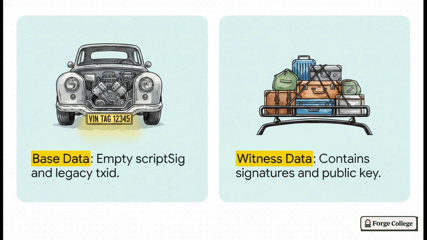Think of the base data like a car's physical chassis and its unchangeable VIN number. The witness data, that's like a sleek aerodynamic roof rack you just bolted onto the top. It holds your luggage, your signatures, safely outside the main chassis.